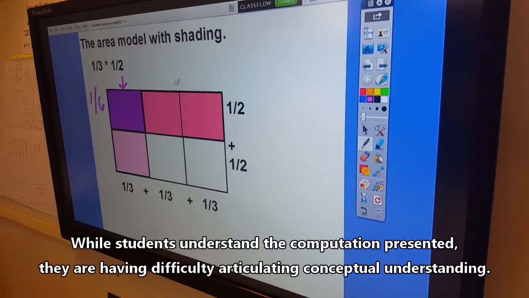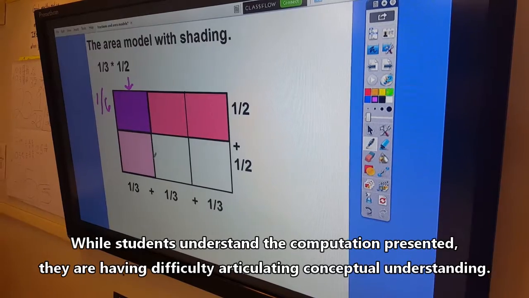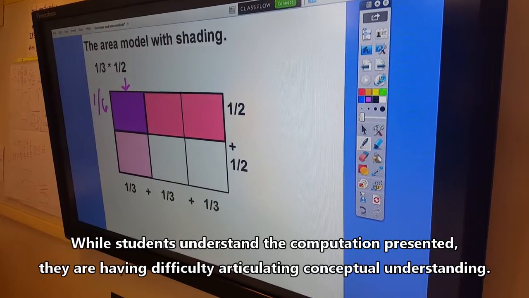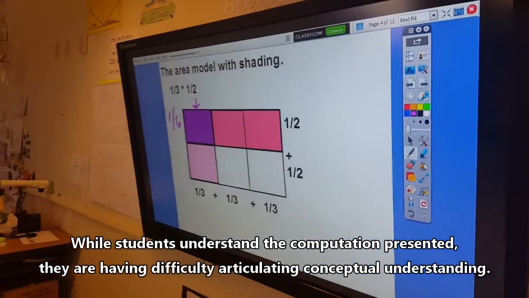Okay? So if I fill in 1/2 and I fill in 1/3, is this the area where they cross over? Yes. Okay.